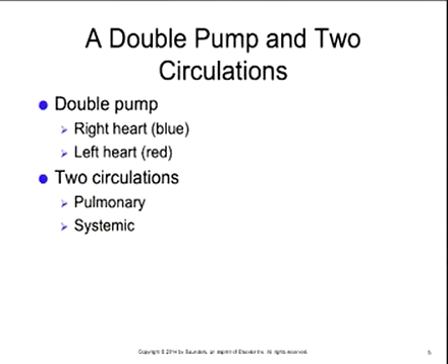The heart is a double pump. The right side of the heart receives blood from the body and pumps it to the lungs, while the left side of the heart receives blood from the lungs and pumps it to the body. So we have two types of circulation: the pulmonary circulation, which is between the heart and the lungs, and the systemic circulation, which is between the heart and the body.